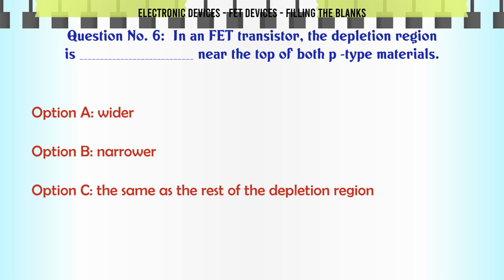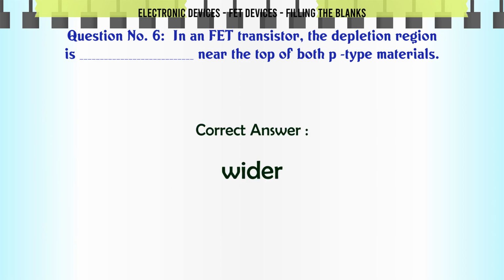In an FET transistor, the depletion region is near the top of both P-type materials. A. Wider. B. Narrower. C. The same as the rest of the depletion region. D. None of the above. The correct answer is wider.